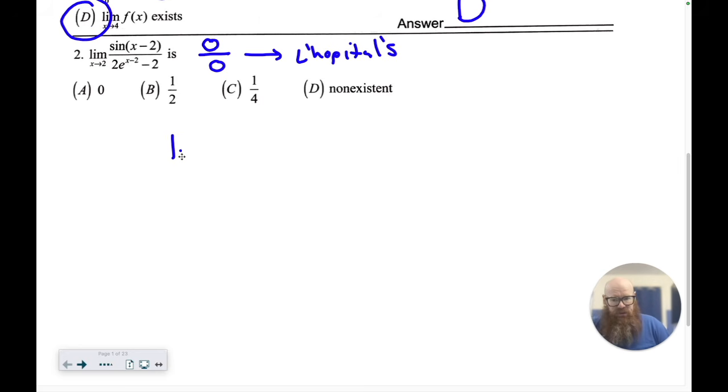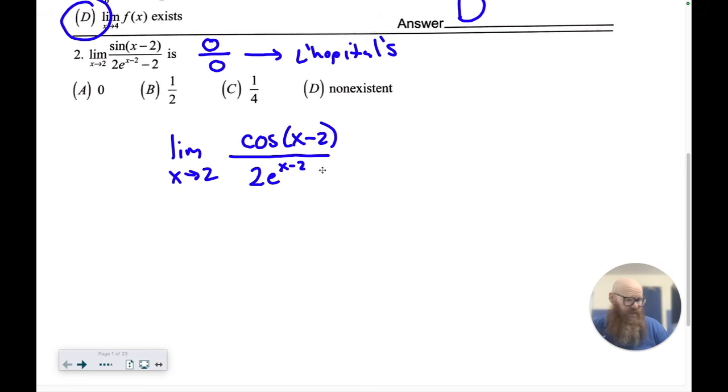So L'Hopital's rule works like this. The limit as x approaches 2, and I'm going to take the derivative of the numerator, which is cosine of x minus 2, over the derivative of the denominator, which is 2e to the x minus 2 minus 0, because the derivative of minus 2 is 0. So now I do direct substitution again. I throw in 2 here, but this time the cosine of 0 is 1. And if I plug in 2 here, I get 2e to the 0, which is 2. So now I actually get an answer, and that is the answer. So we get answer choice B.